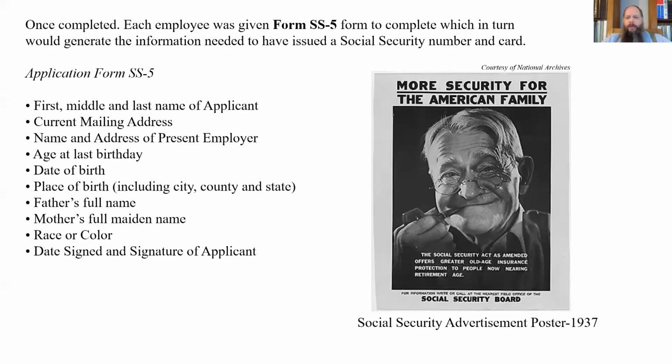This often included their city and exact state of birth, or if they were a foreign birth, they would often give that information as well. The parents' names were given, including the mother's maiden name, their race or color, the date they signed the application, and of course, their signature. I have an example of a card filled out by one of my family members, one of my immediate family members.